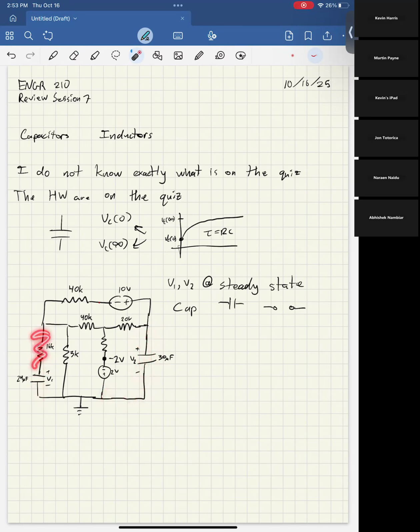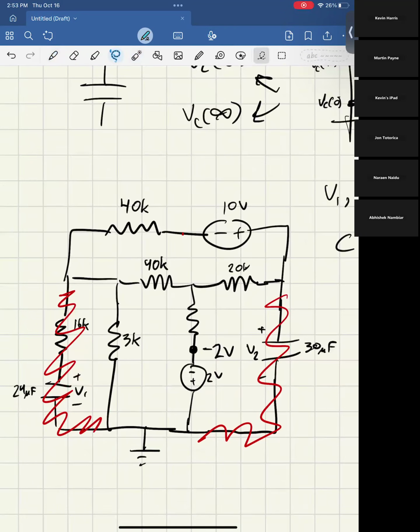Same with this branch. Even though there's this resistor here, since there's no current flowing through it at steady state, this resistor might as well not exist because V equals IR. If there's no I, then there's no V. So I will just cross out this and cross out this. Now remember, what we're trying to find is V1 and V2. We can't completely ignore it per se, but if we look at this, V1 is the difference between this point and this point. This point is 0 volts, so this is effectively V1 because V1 minus 0 gets you to there.